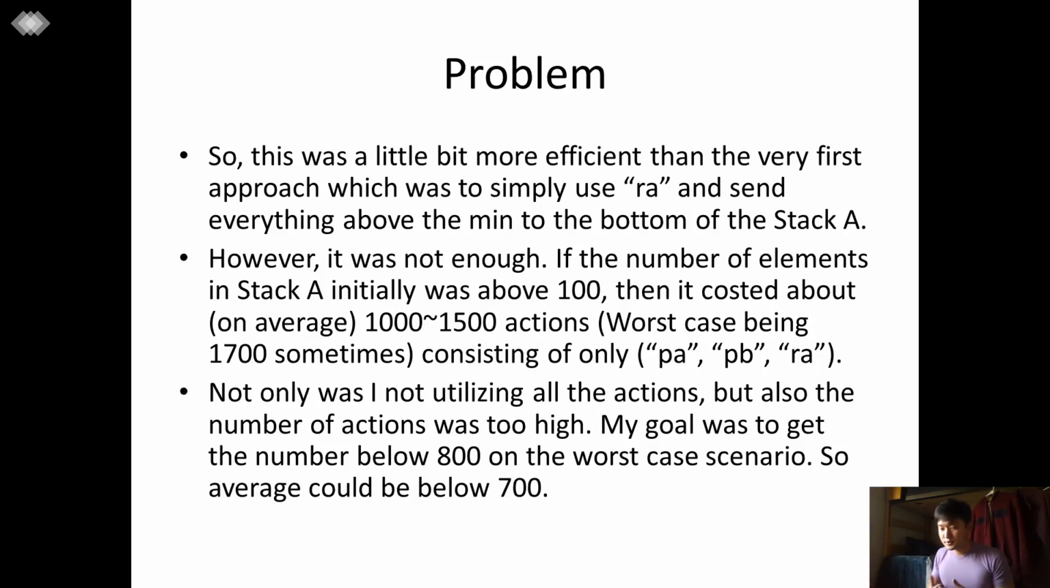Stack B is merely a thing to store all these minimums. We're not doing anything cool in a sense, so it is definitely not optimal. For example, if the list has 100 elements, and the minimum is at the very middle or at the very bottom, then you will have to use RA a crazy number of times every time you're trying to find the minimum. If the minimum is really hard to find, then you're wasting so many RAs and RRAs.